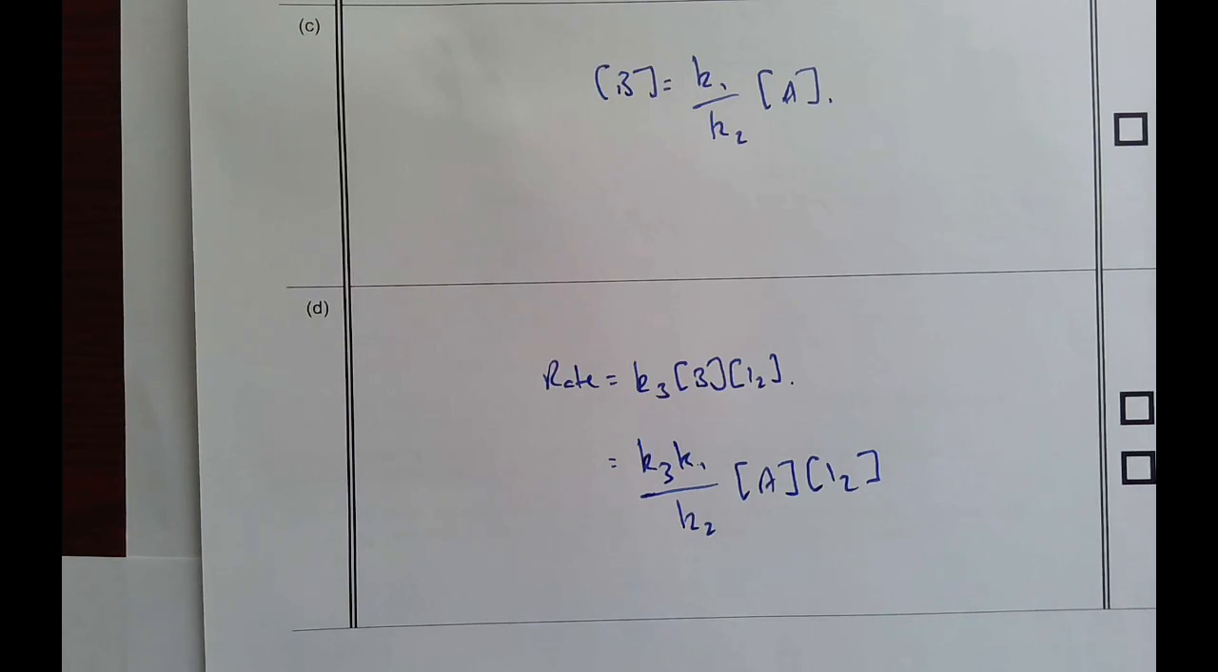So it looks a bit messy, but it makes some sense that our rate is going to depend on the concentration of our ketone and the iodine, and then it's going to have the rate constants for the forward reactions and the rate constant for the reverse reaction all in there.